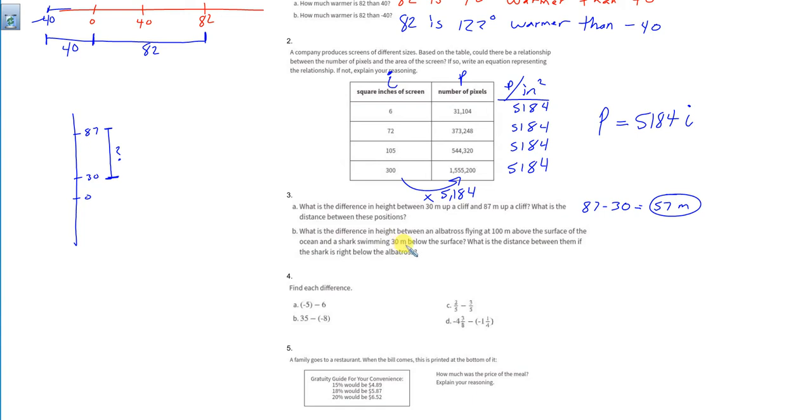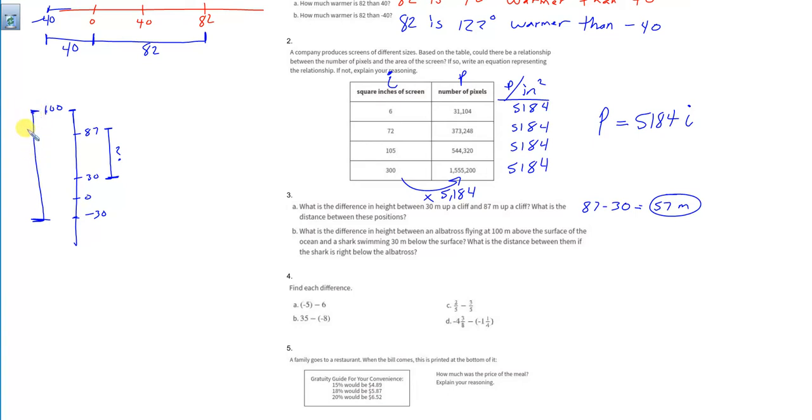What's the difference in height between an albatross that's flying 100 meters above the surface of the ocean and a shark that's 30 below? So let's use the same number line here. Let's say we've got our albatross here at 100, and we've got our shark that's swimming down here at 30 below. So look, 30 below would be right about here. And we want to know the distance between those two numbers.